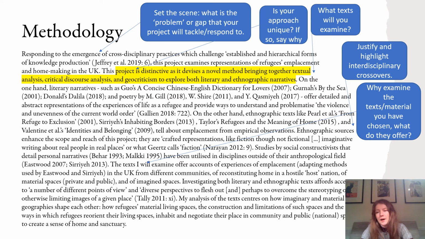So lastly, I put, why examine the text material that you have chosen? What do they offer? Again, it's about not just choosing text. I didn't just say, oh, these books talk about refugees, because that wouldn't be enough. I needed to give a little bit more. I've said here the texts will examine, offer accounts of experiences of emplacement in the UK from different communities, of reconstructing home in a hostile host nation, of material spaces and of imagined spaces. So I go into detail. I don't just say, oh, this is why I've chosen them. So you need to have some sort of in-depth justification, and that comes into the methodology.